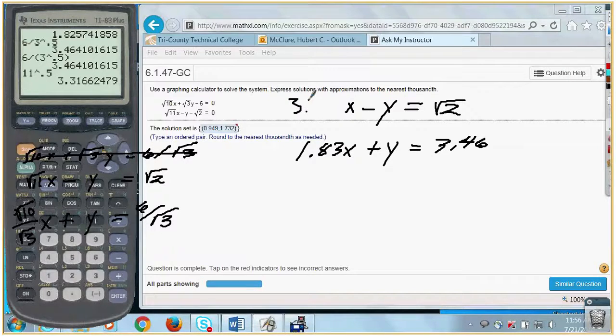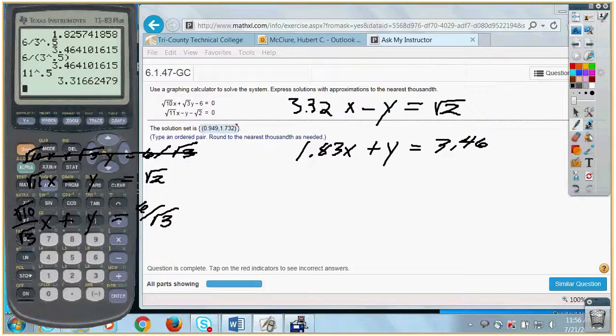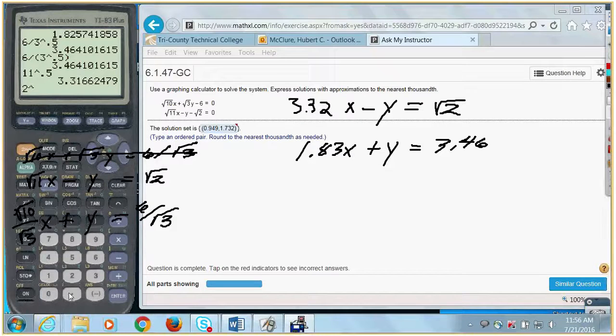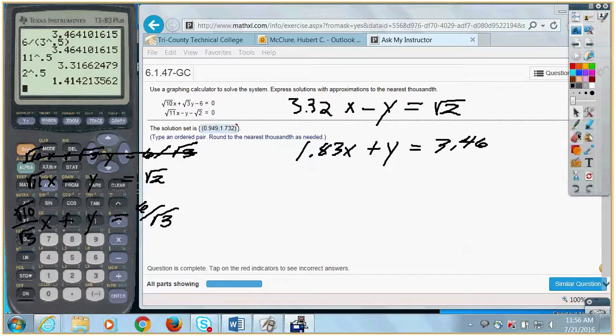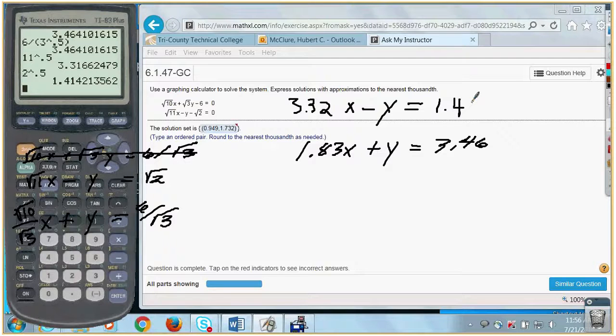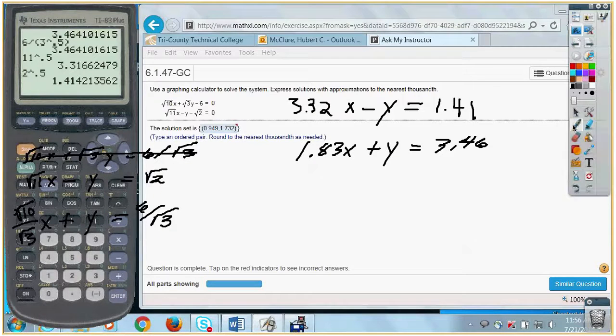This mouse, I can't write with the mouse. I've got to switch to my pen. And the square root of 2 is 1.41, but I'll check it just to make sure I remember it correctly. So 2 raised to the 0.5 power. Yeah, 1.41. So I'm going to change that to 1.41, and then you're ready to rock and roll. Now, use the elimination method, and what happens to the y's?